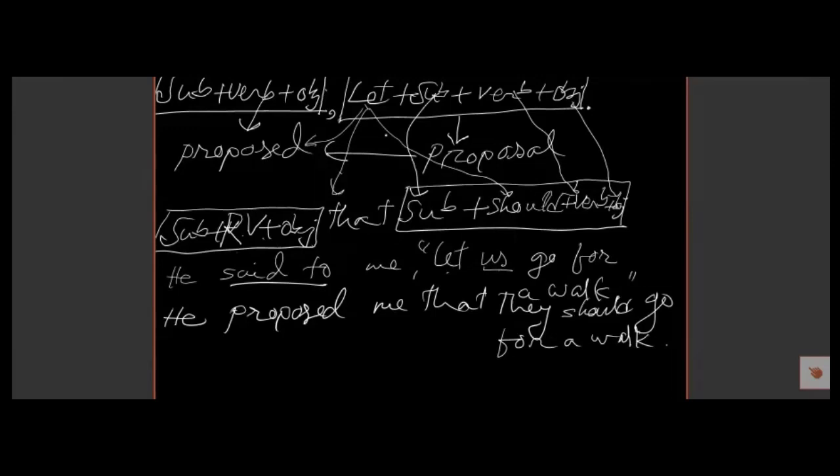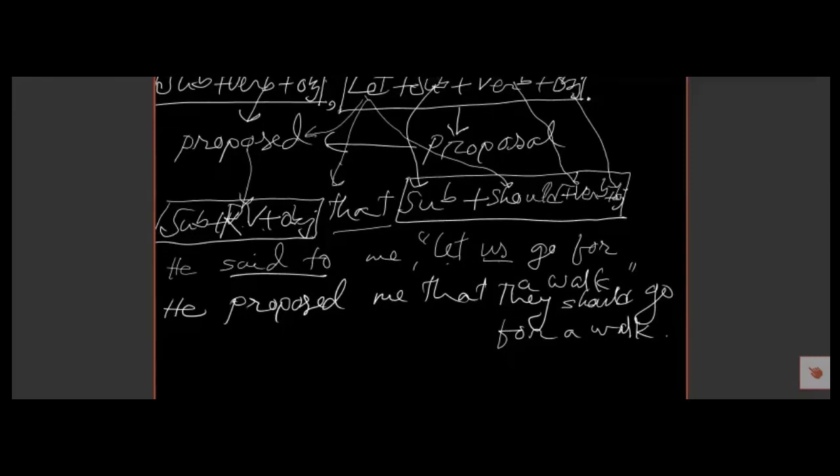I repeat, if the sentence begins with "let" and then subject, then verb, then object, we must know it is an imperative sentence form, and the imperative sentence expresses a proposal. So the reporting verb "said to" will be changed into "proposed". The correct structure is subject plus reporting verb, then object, and after removing the inverted comma, we must put "that" as a conjunction.